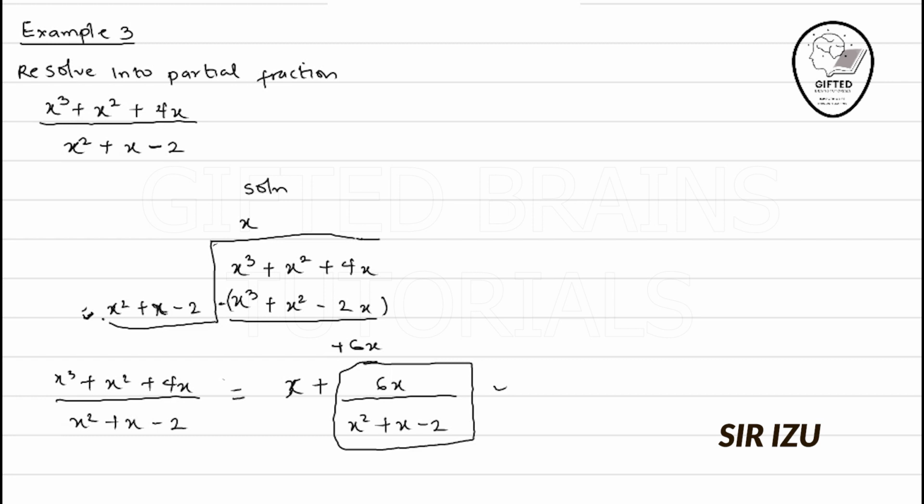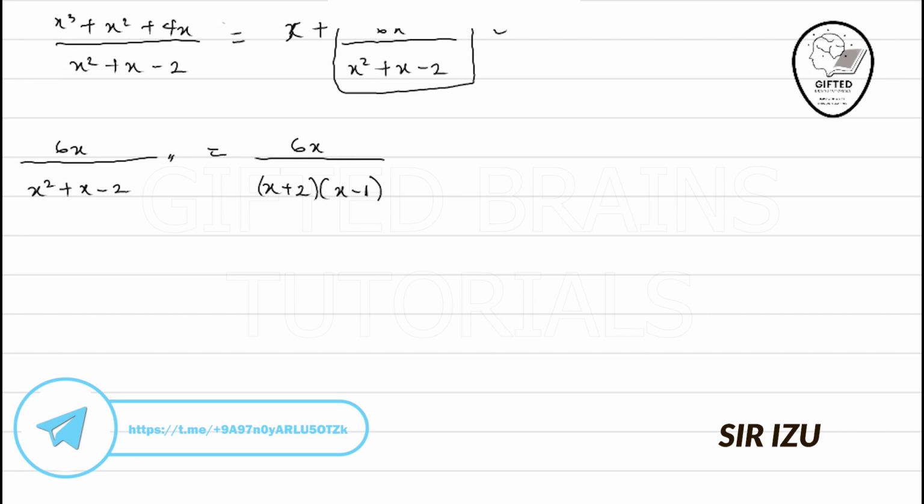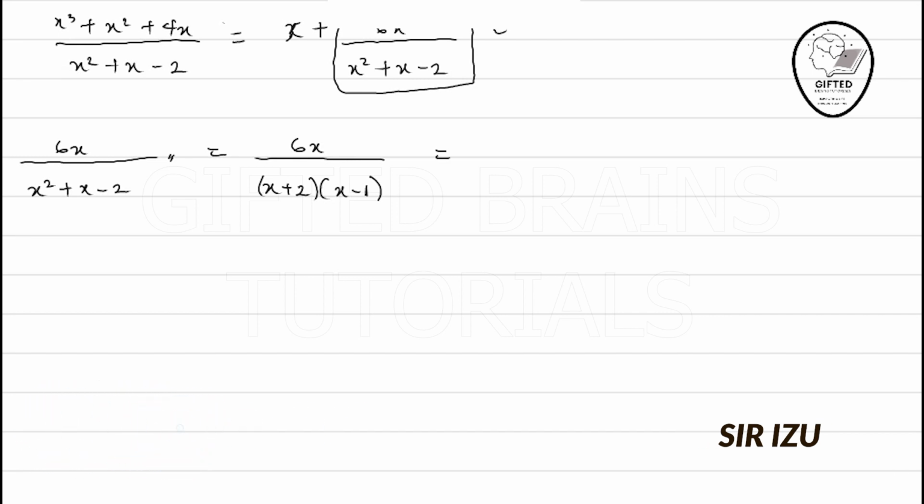Now let's separate 6x over x squared plus x minus 2 into its partial fraction. So the first thing you will do is to take the 6x over x squared plus x minus 2 and try factorizing it. If you factorize the denominator, you will have x plus 2 and x minus 1, so that you can have linear factors. That's why you factorize. So at the end of the day, you now say A over x plus 2, one for each linear factor, and then plus B over x minus 1.